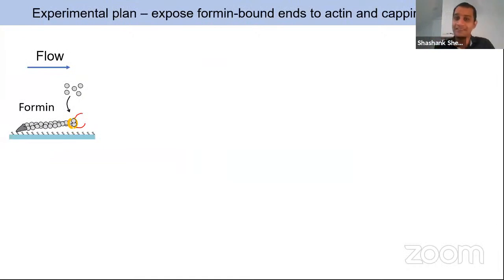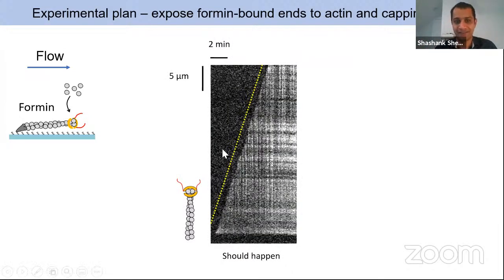We anchor the filaments down from the minus end, as you see right here, using a seed. A formin gets attached to the plus end. As expected, if I flow in actin monomers, the filament is going to grow fast. This is called a kymograph. All you need to remember from the slide is that this particular slope tells you how fast things are happening. This slope tells you the filament is growing very fast when formin is bound at the barbed end.